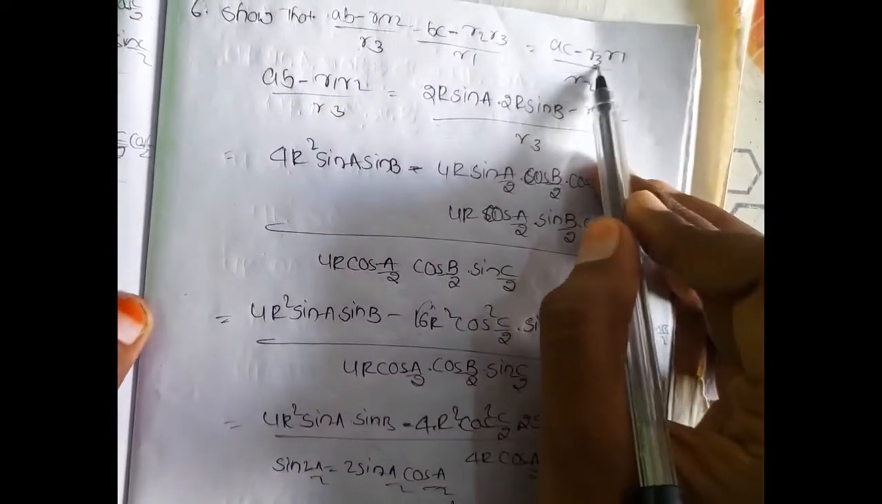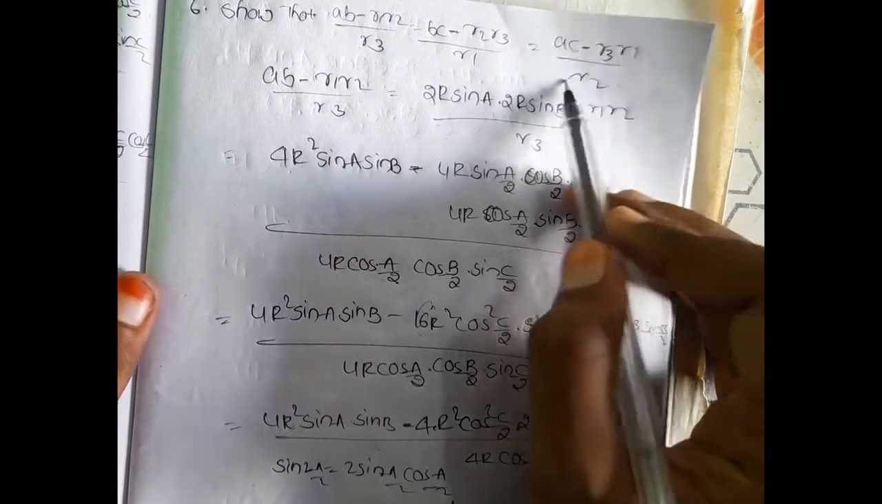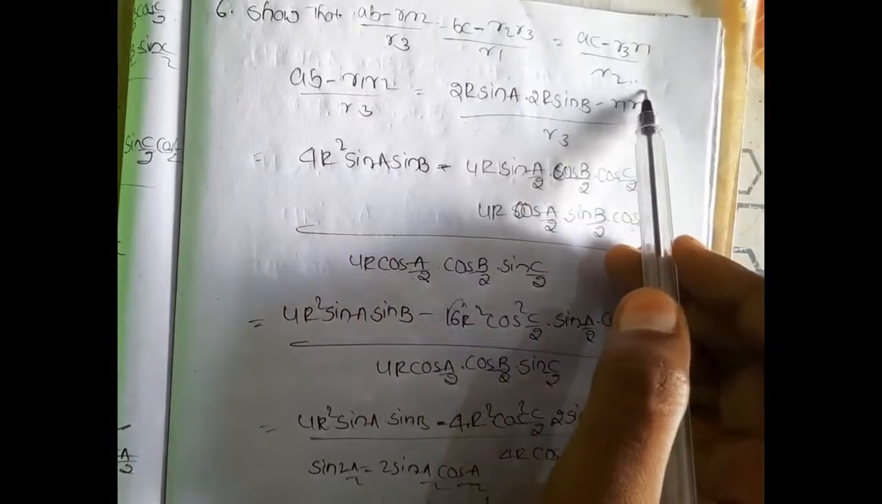From 1 and 2 we got r1 plus r2 as r, and here also we got 4r sin a by 2 sin b by 2 sin c by 2 as r. So in the same way we will get r3 into r1 by r2 as also r. So from all these conditions this is equal.